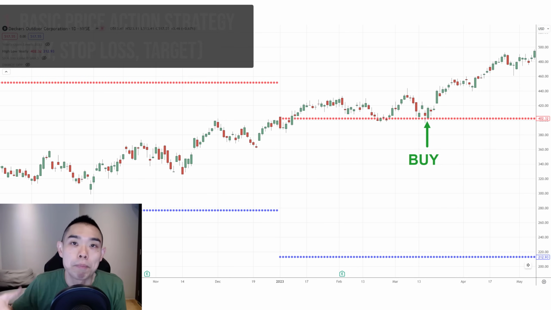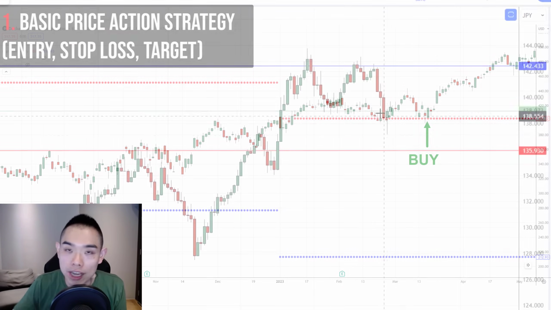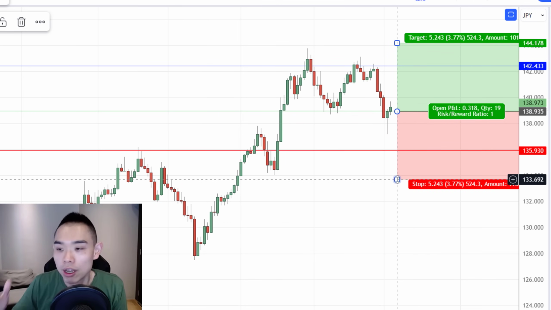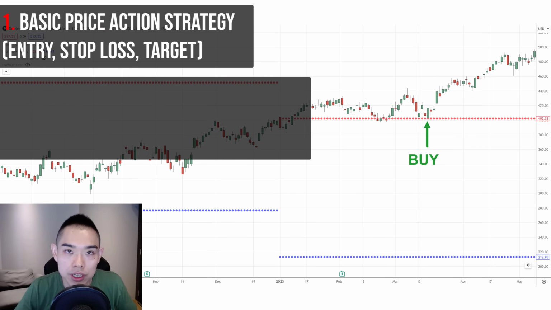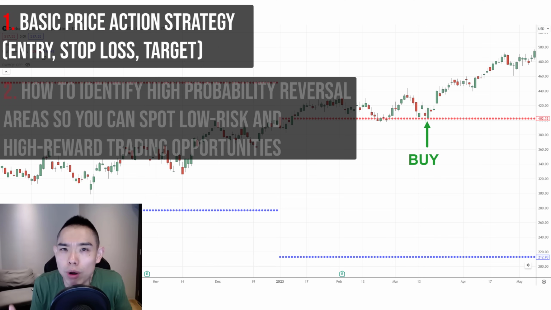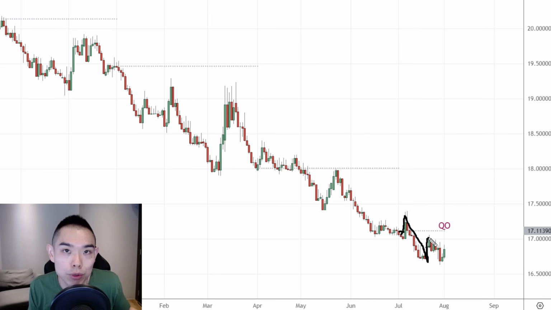All right, so here's a breakdown of what you'll learn today. Number one, I'll walk you through the basics of this trading strategy, right? What are the things to look for, the market conditions, the entry, the exits, the stops, target, etc. Once you understand that, we can move on to the advanced stuff, right? Because here's the thing, when you look at the chart, there are so many support resistance areas to trade off. How do you know which are the higher probability ones that you want to focus on so you have low risk and high reward trading opportunities?